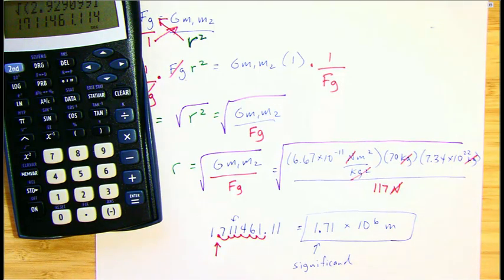And there you have it. That's how to manipulate Newton's law of gravitation to solve for gravity, the force of gravity, to solve for mass of either of the two objects, or to solve for the distance between the two objects.